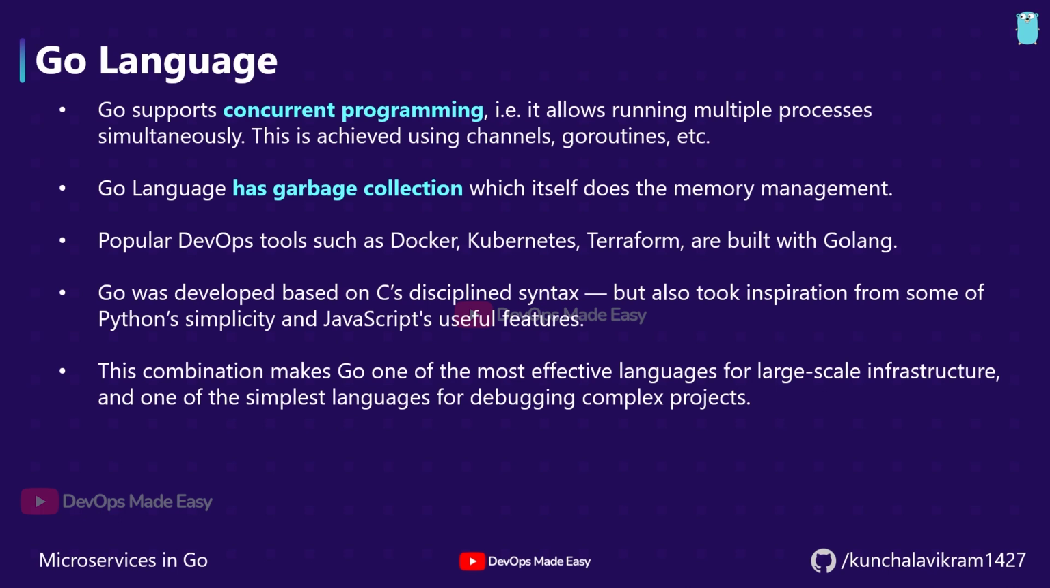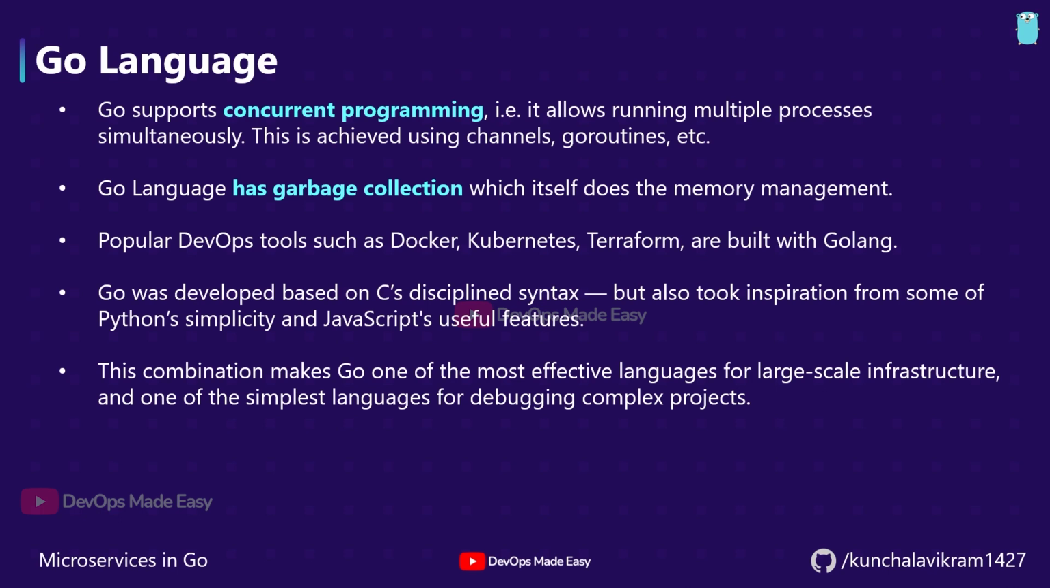That means that if you are not using any variables, or if you are not using the imported modules, Go will throw an error and it will automatically remove it from the source code whenever you are using editors like VS Code, which we are going to see in the demo. And some of the popular DevOps tools like Docker, Kubernetes, Terraform are all built in Golang. And Go is developed based on C's syntax and also with the simplicity of Python.